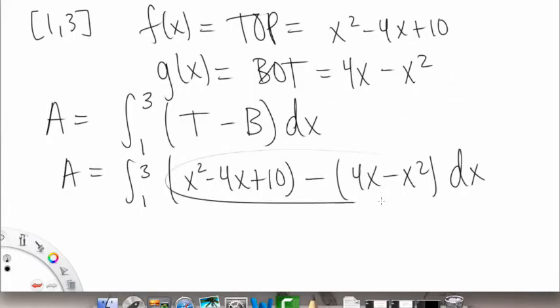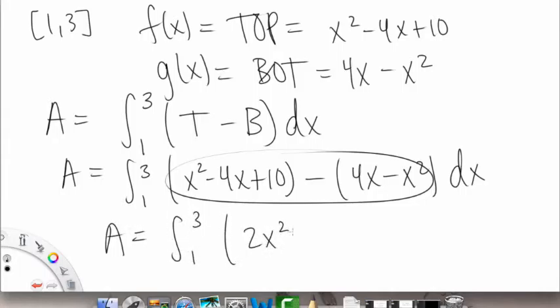So this, we know, is equal to the following. We have area is equal to the integral from 1 to 3 of, and then we get a 2x squared, and then minus an 8x plus 10 when we simplify that. Okay, so we'll continue this on the next slide.